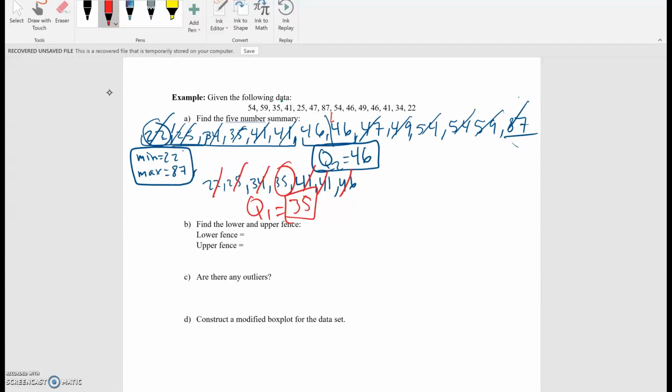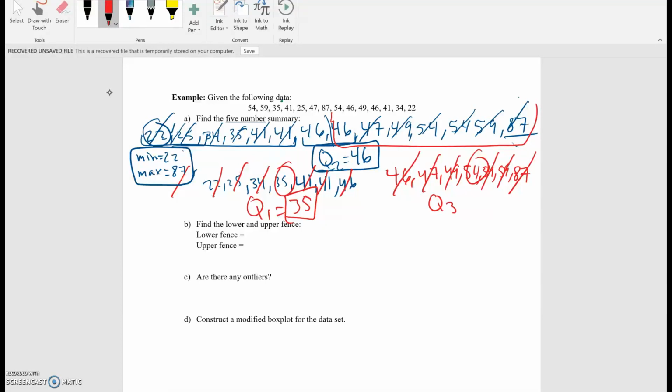And my upper half, not my lower half, my upper half, is going to be 46, 47, 49, 54, 54, 59, and 87. So what would this give me? This will give me a 54. So I got my Q3 to be 54. All right, so now I've got my five-number summary.